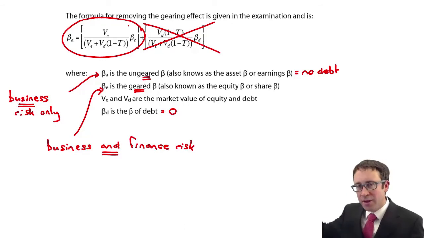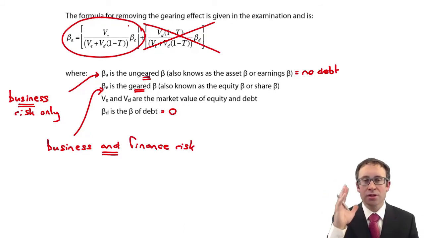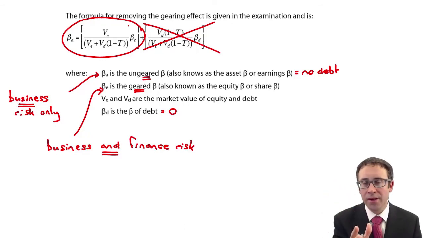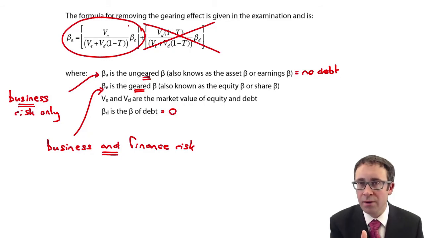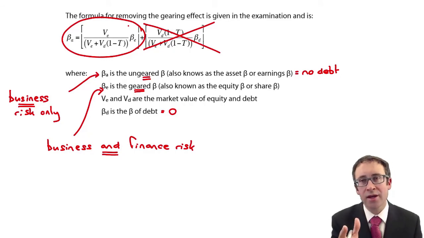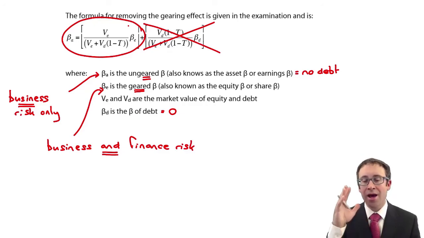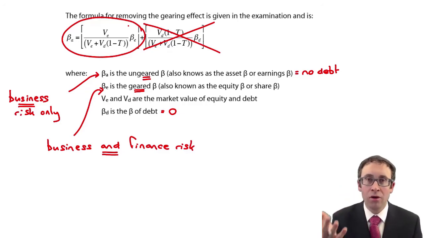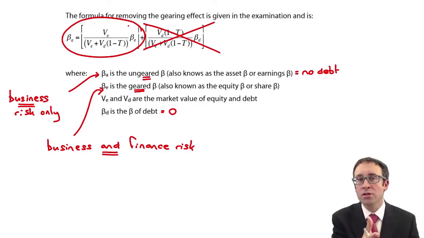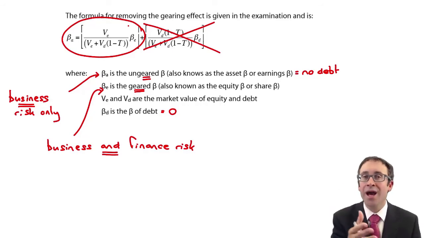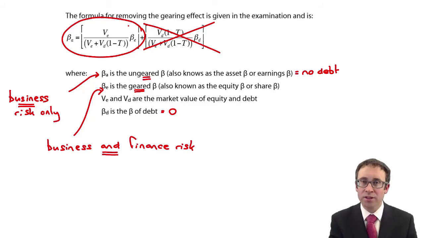The key bit here is I want you to be able to understand what the ungeared beta represents. What risk is it reflecting within the company? Yes, just the business risk only. And beta equity, or the geared beta, reflects what? The business risk and the level of gearing, so the business and the finance risk.